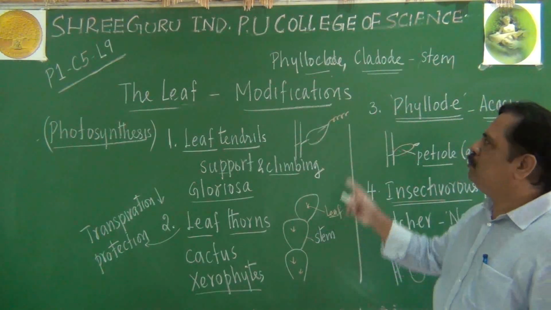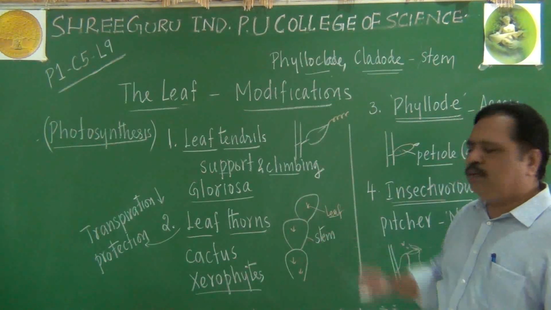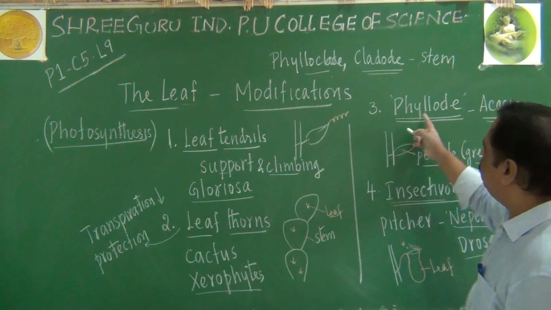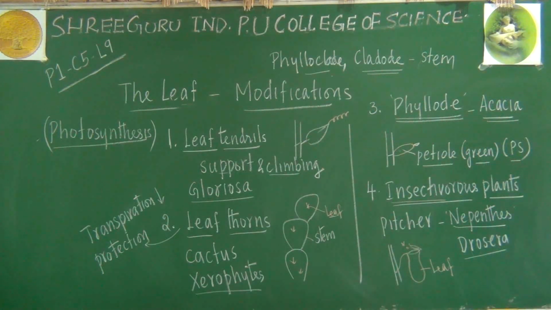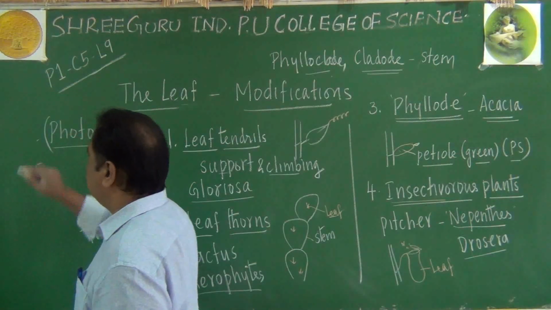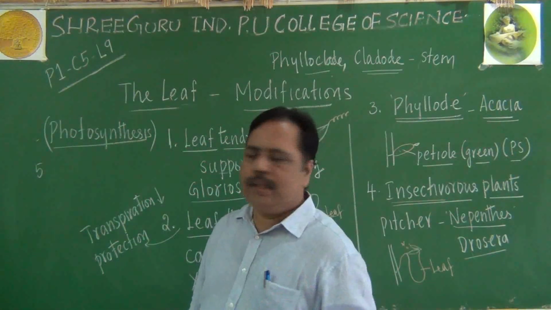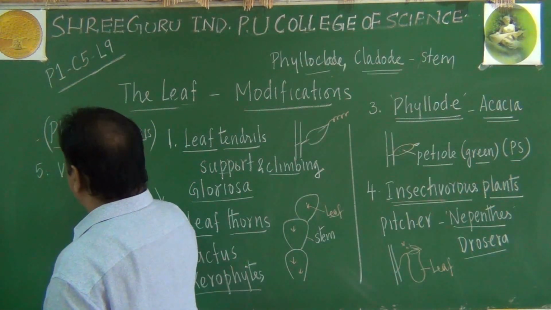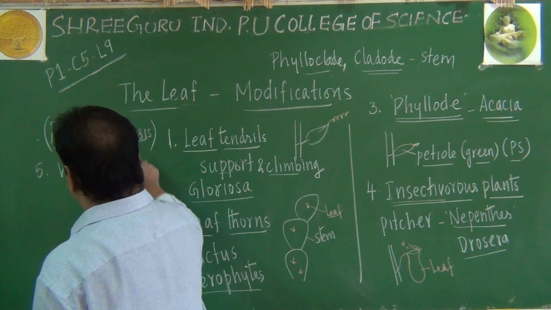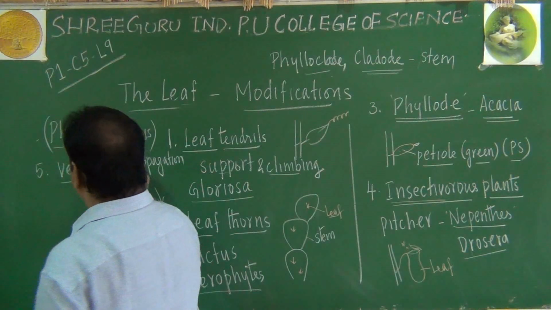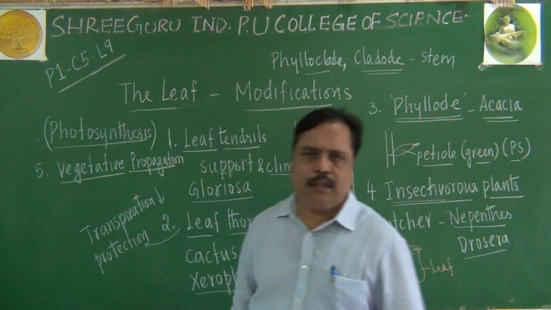You may remember the example also. Phylloclade, I told you Opuntia, same thing. Cladode, I told you asparagus. Phyllodes, you have to remember acacia, like that. And apart from these four things, there is a fifth type of modification also. Some of the leaves can undergo vegetative propagation also. Vegetative propagation, that means they can produce another plant by themselves.